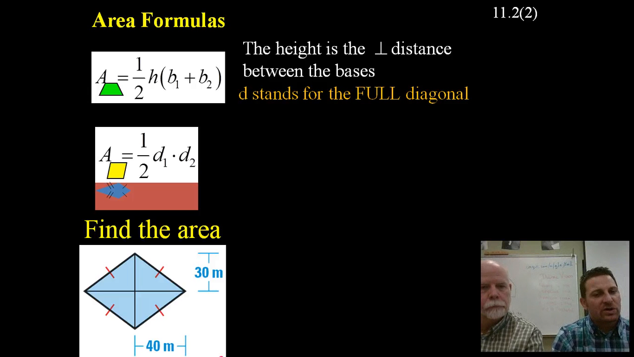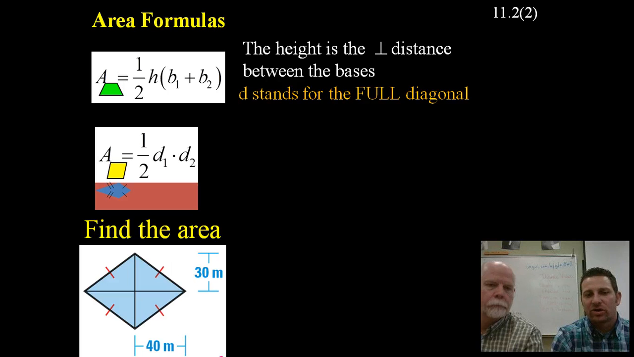And so you've got to be careful here, because remember, in the yellow at the top of the PowerPoint, it said that D stands for the full diagonal. So if you look at this rhombus here, they're only giving you partial pieces of the diagonals. For the vertical diagonal, they only give you halfway. So the full diagonal is 60, and on the horizontal, the full diagonal is 80.